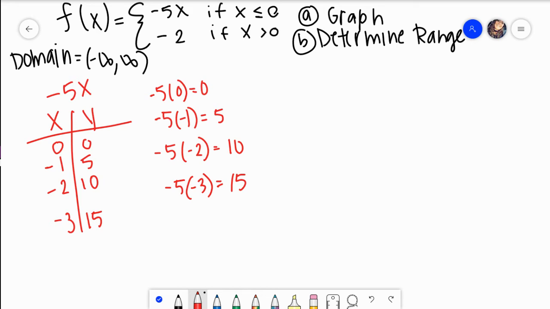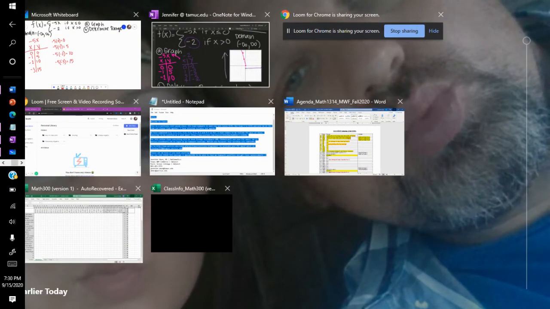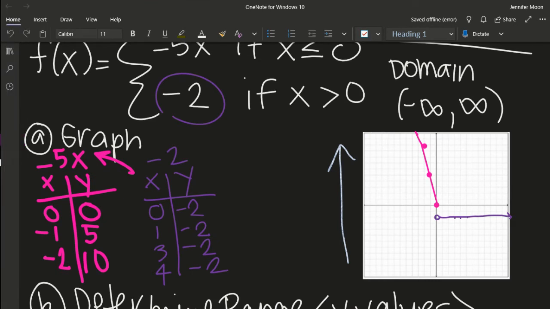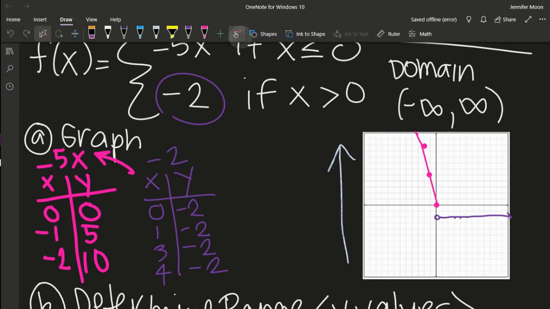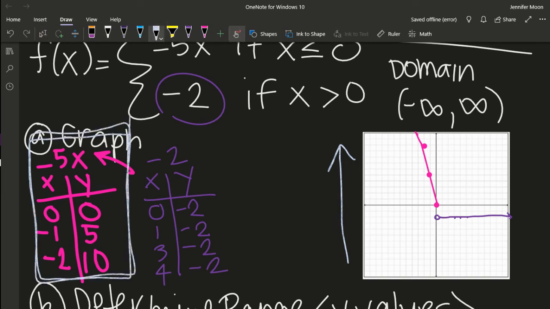Okay, so I'm going to show you how I graphed this whenever I originally did this problem. So if you look right here, I get the same values right here in the pink. And if you notice, there is the pink part of my graph. That is negative 5x.